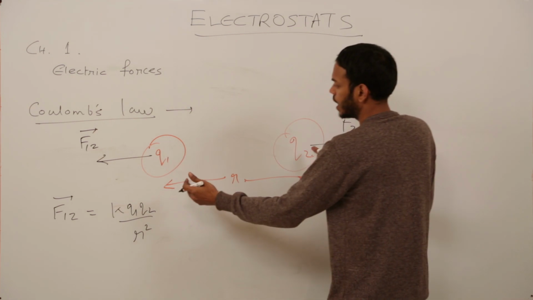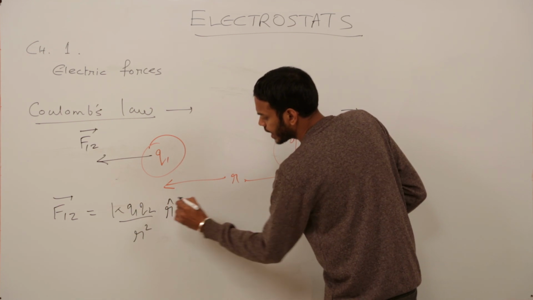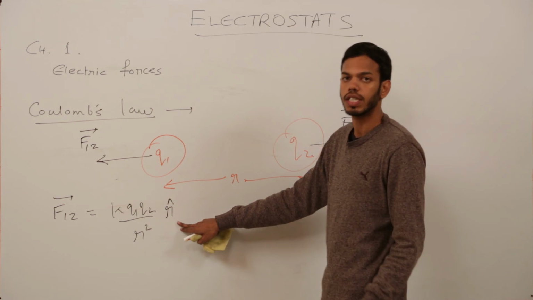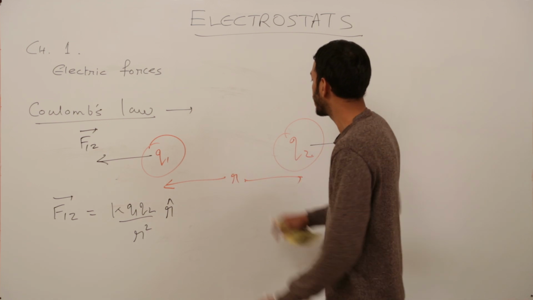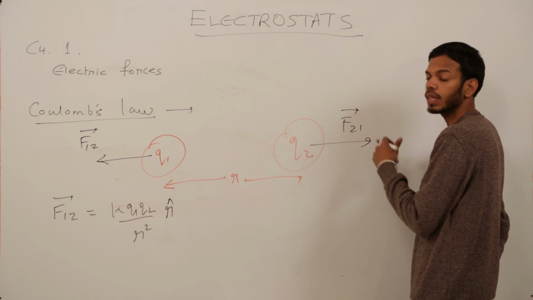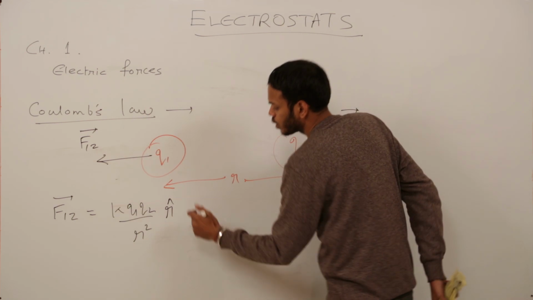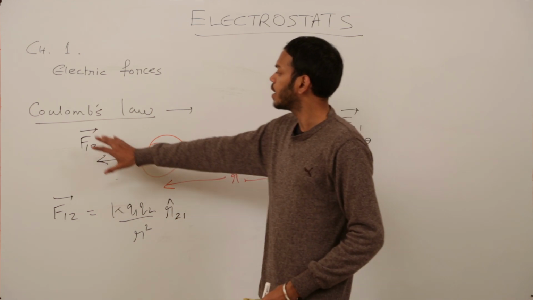If you are not sure about what direction to write, use the unit vector r cap. This is the unit vector which gives us the direction. Is this unit vector from 2 to 1, the direction of force, or is it from 1 to 2? Yes, it is from 2 to 1. So unit vector r21. See, there is no confusion here.